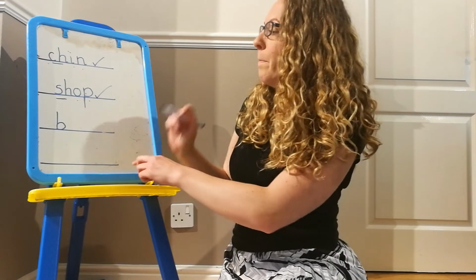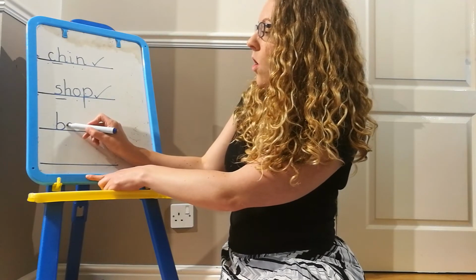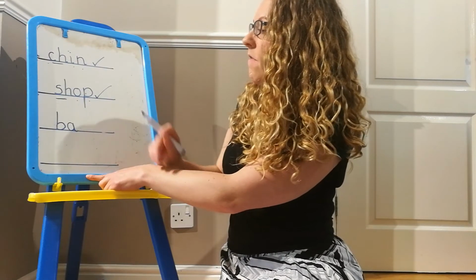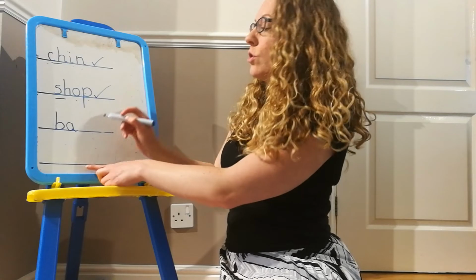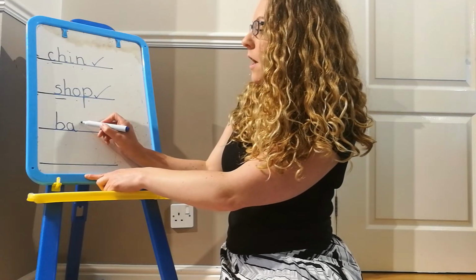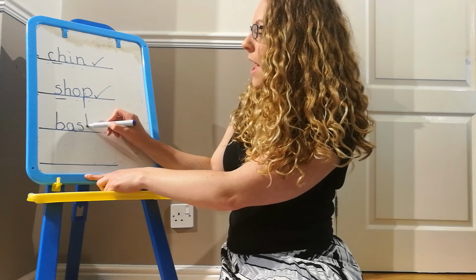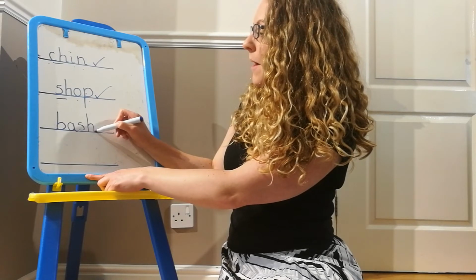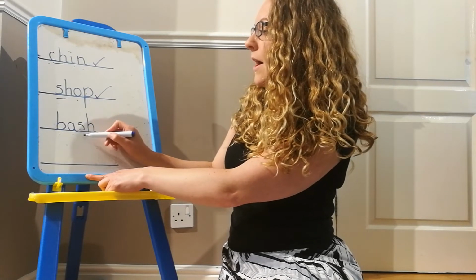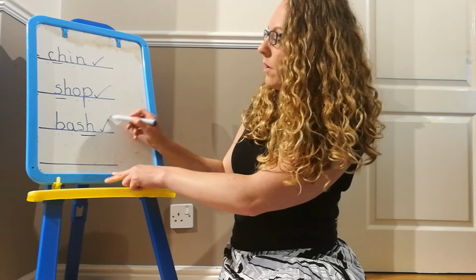So bash, b, a, all around the apple and down the leaf. B, a, sh. So it's a s and a h. Slither down the snake and then starting at the top, down the head to the hooves and over his back. So if you've got b, a, sh, give yourself 1 tick.